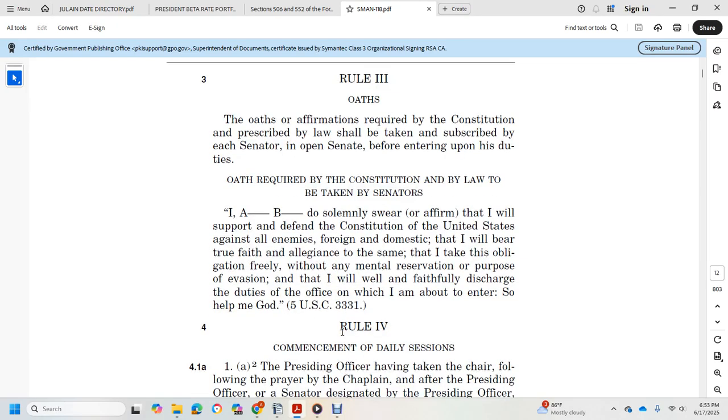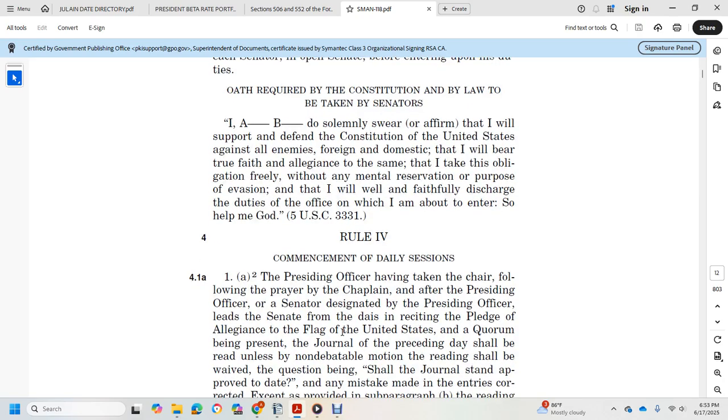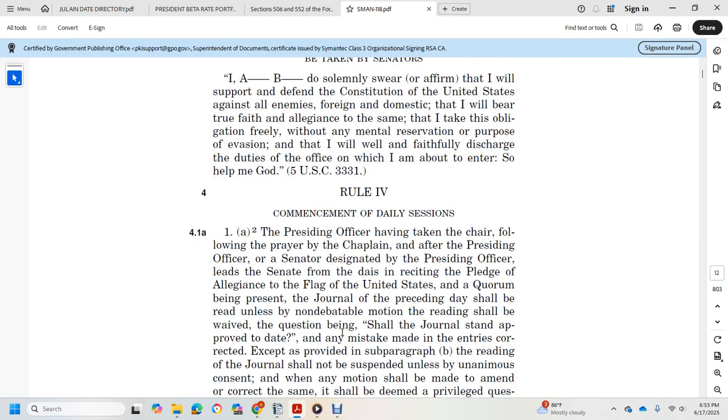Rule 4. Commencement of the daily session. The presiding officer having taken the chair, following the prayer by the chaplain, the presiding officer, or a senator designated by the presiding officer, leads the Senate from the dais in reciting the Pledge of Allegiance to the flag of the United States. A quorum being present, the journal of the preceding day shall be read, unless by a non-debatable motion the reading shall be waived. The question being, shall the journal stand approved to date?